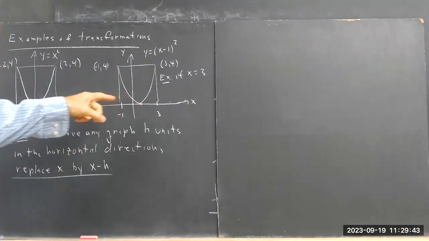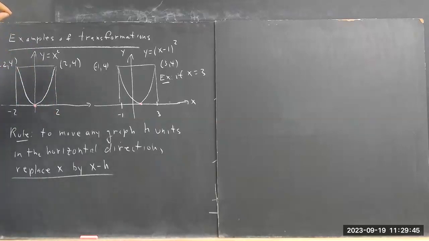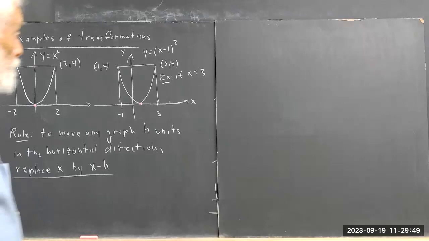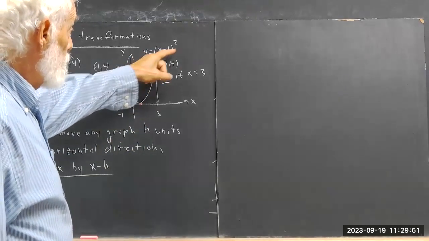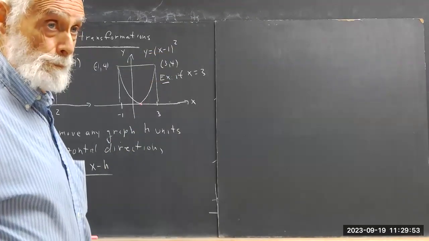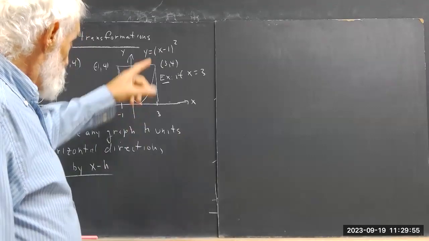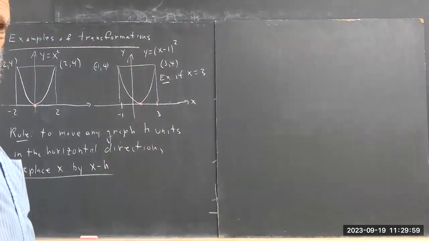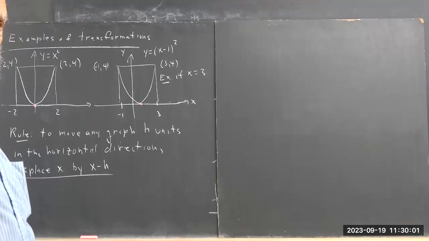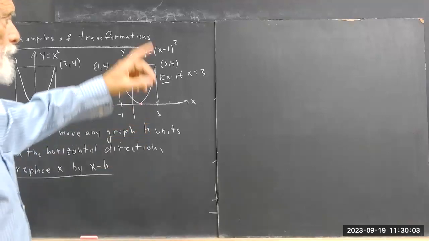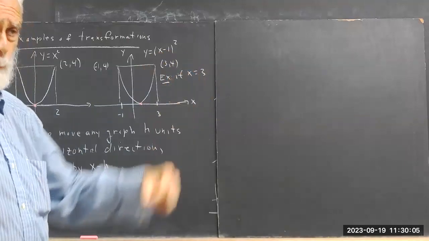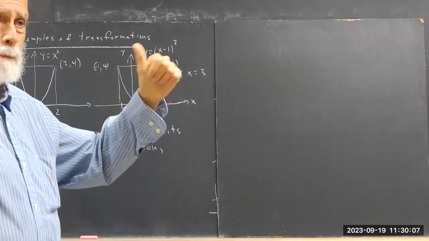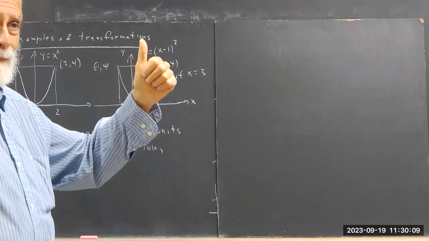Now the equation no longer has the formula y equals x squared, and I claim that the formula is y equals (x minus 1) squared. Okay. Now, giving everybody a little time to plug that in. If you plug in x equals 3, do you get 4? Give me a thumbs up if you got 4.